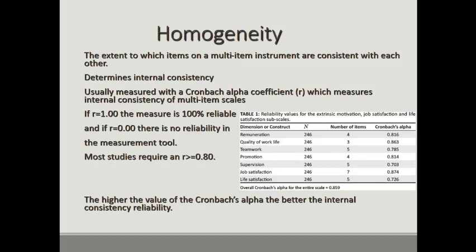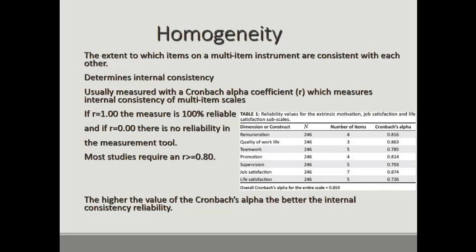Homogeneity is the extent to which items on a multi-item instrument are consistent with one another. If you have questions that ask about the same concept that you're trying to measure, you should get about the same kind of answers on them. It determines the internal consistency of the tool. It's usually measured with a Cronbach's alpha coefficient, or a small r.